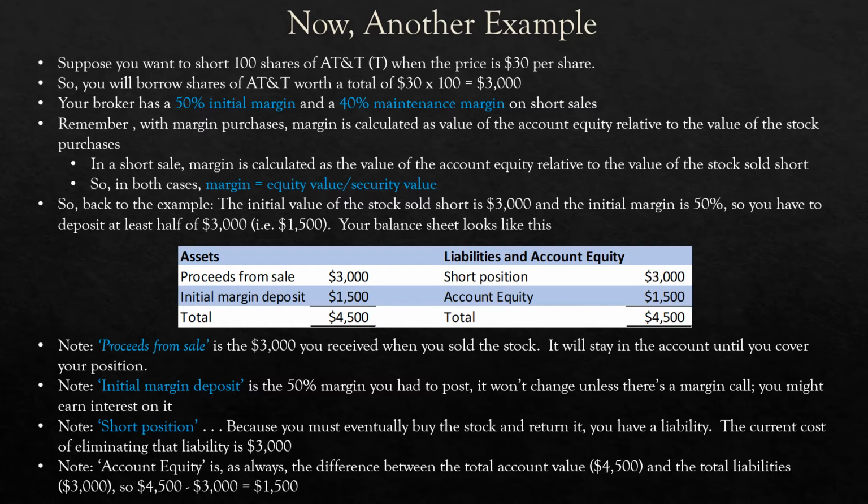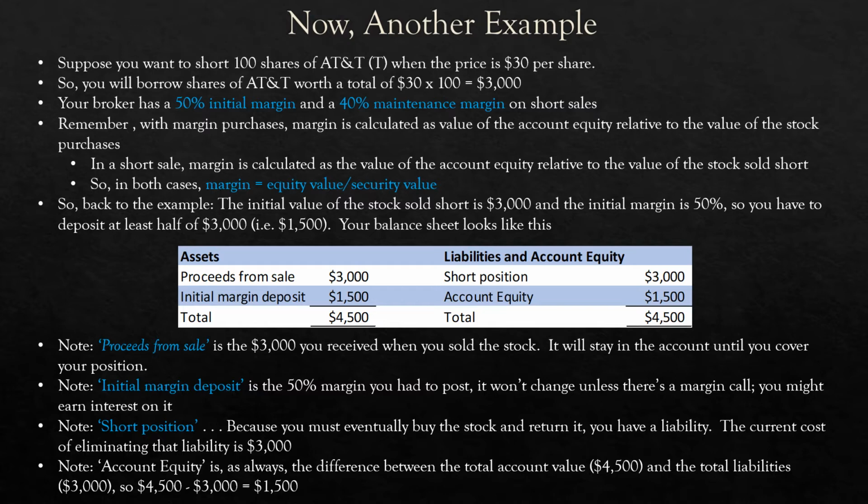Now remember, with margin purchases, margin is calculated as the value of the account equity relative to the value of the stock purchases. On a short sale, margin is calculated as the value of account equity relative to the value of the stock sold short. So in both cases, essentially, margin equals equity value divided by security value.